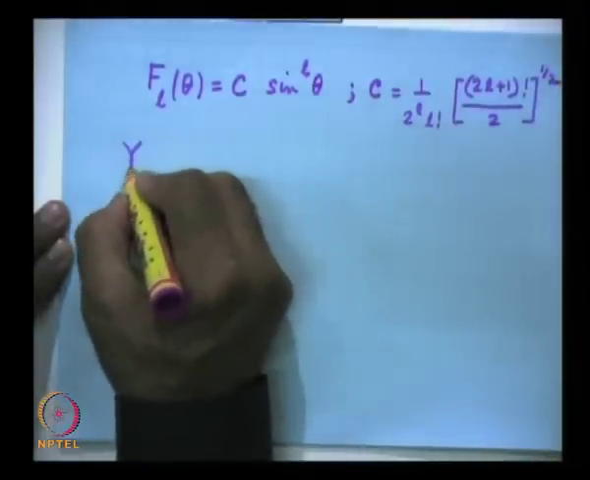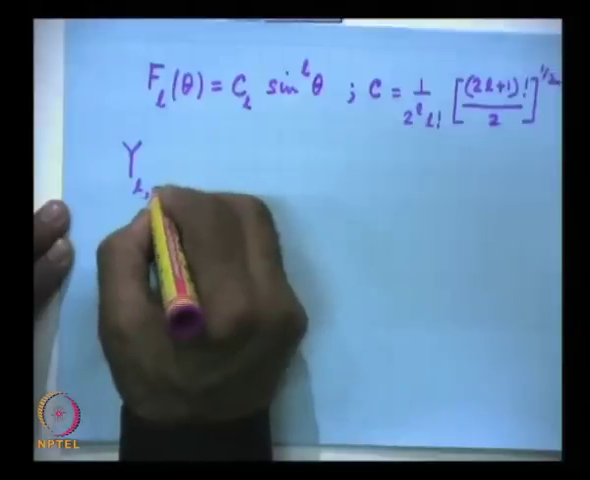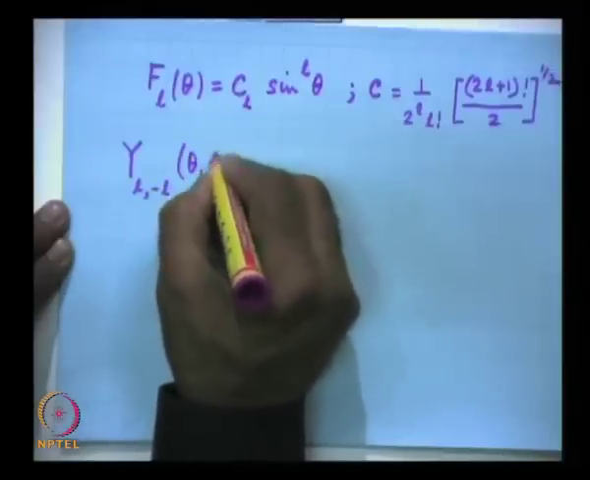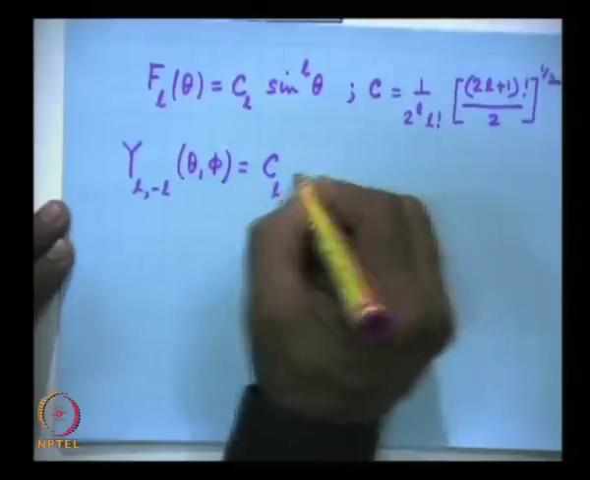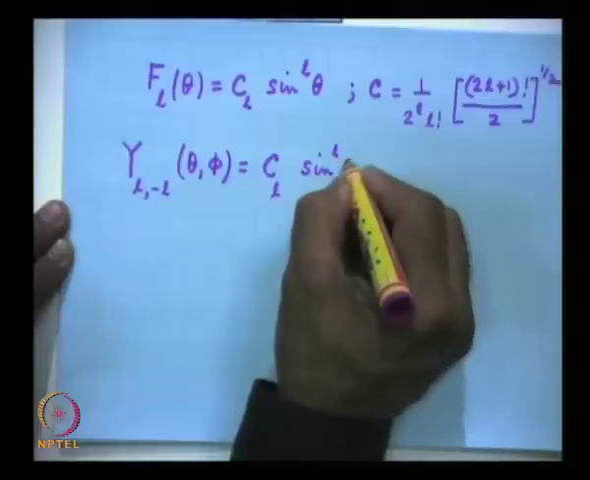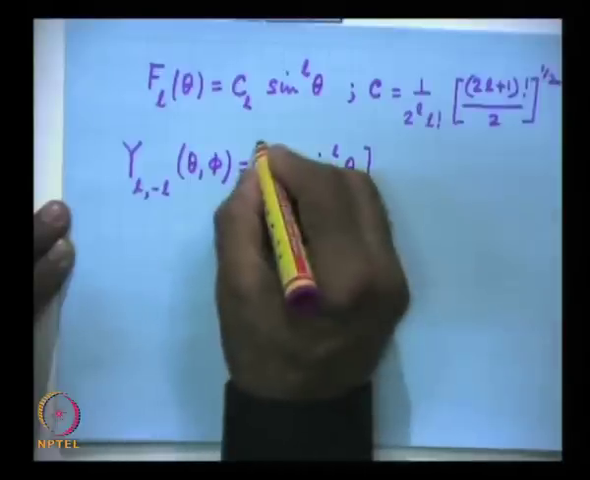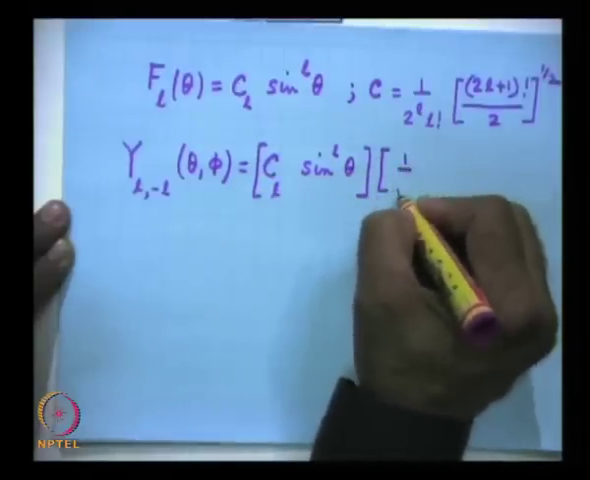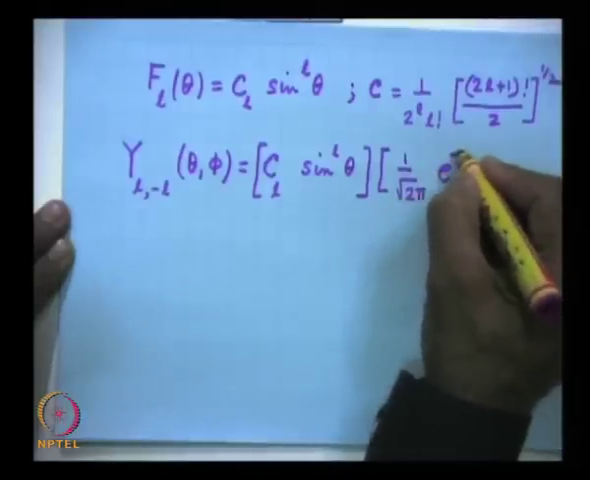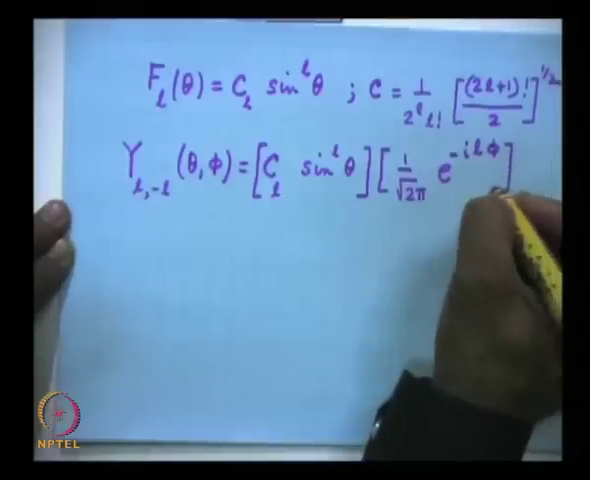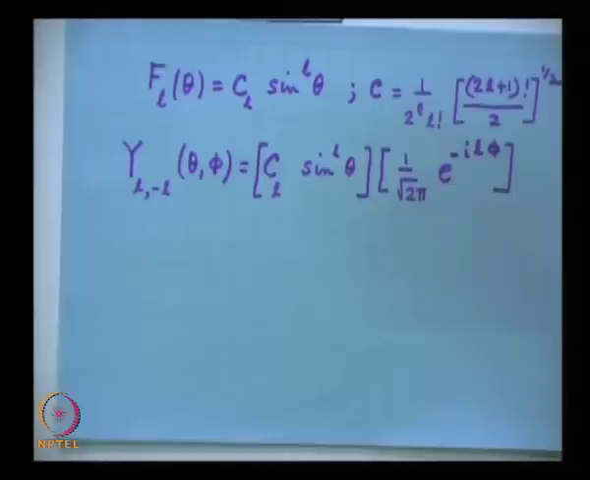So, my Y_{L,-L}(theta, phi) is equal to C_L sin^L theta multiplied by 1 by root 2 pi e to the power of minus i L phi. We have therefore a complete expression for Y_{L,-L}. Now, I can use ladder operators to find out the other, higher spherical harmonics.